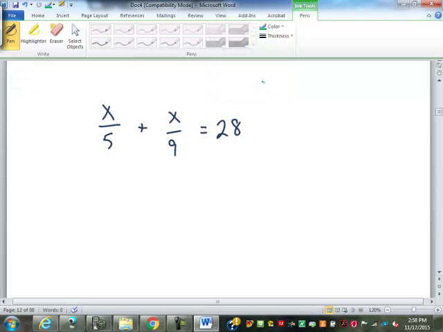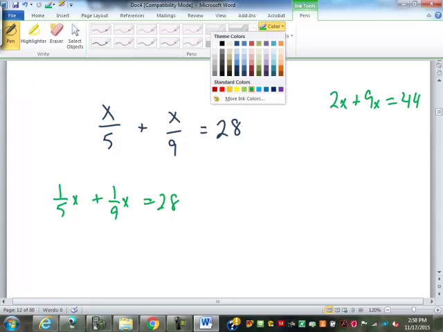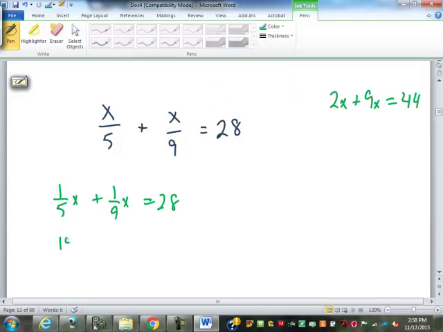We could do this in two ways. We could make this 1/5 x plus 1/9 x equals 28. And then make common denominators and combine them just like we would if we had 2x plus 9x equals 44. We do 2 and 9 make 11x. So we could do the same thing here and say 1/5 and 1/9 make 14/45 x equals 28. And we could divide by 14/45.